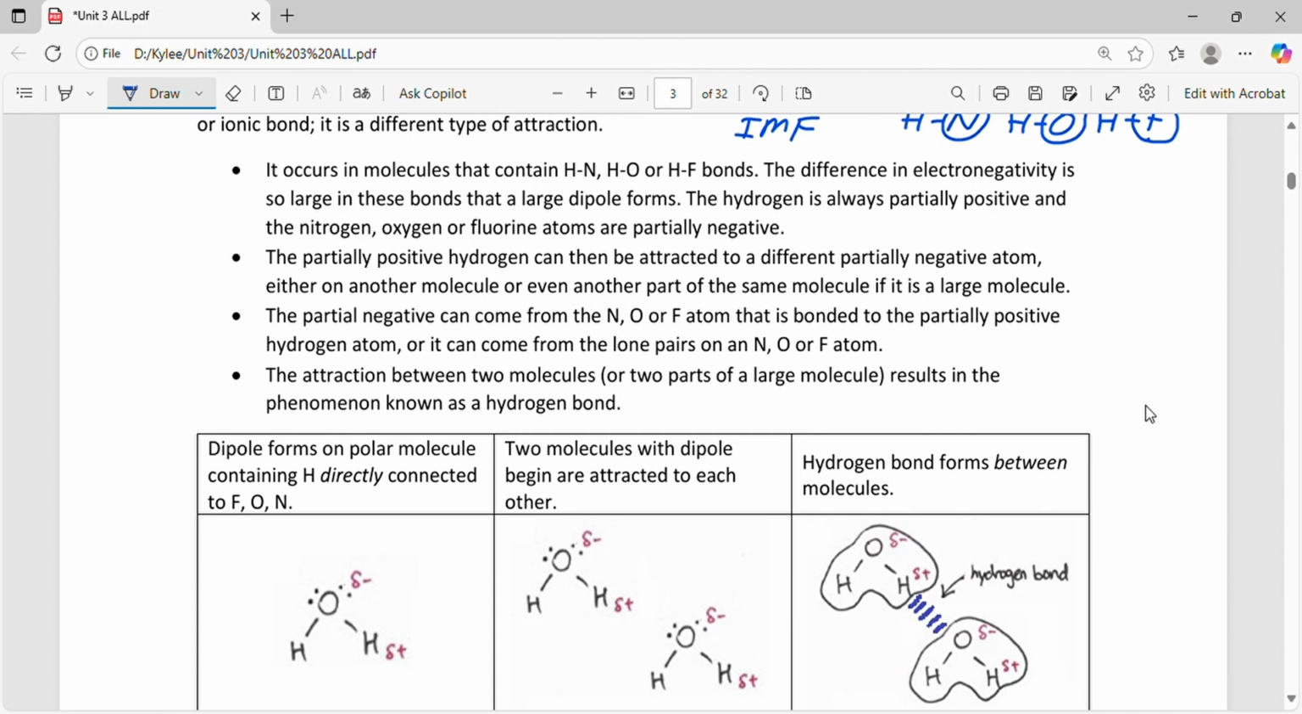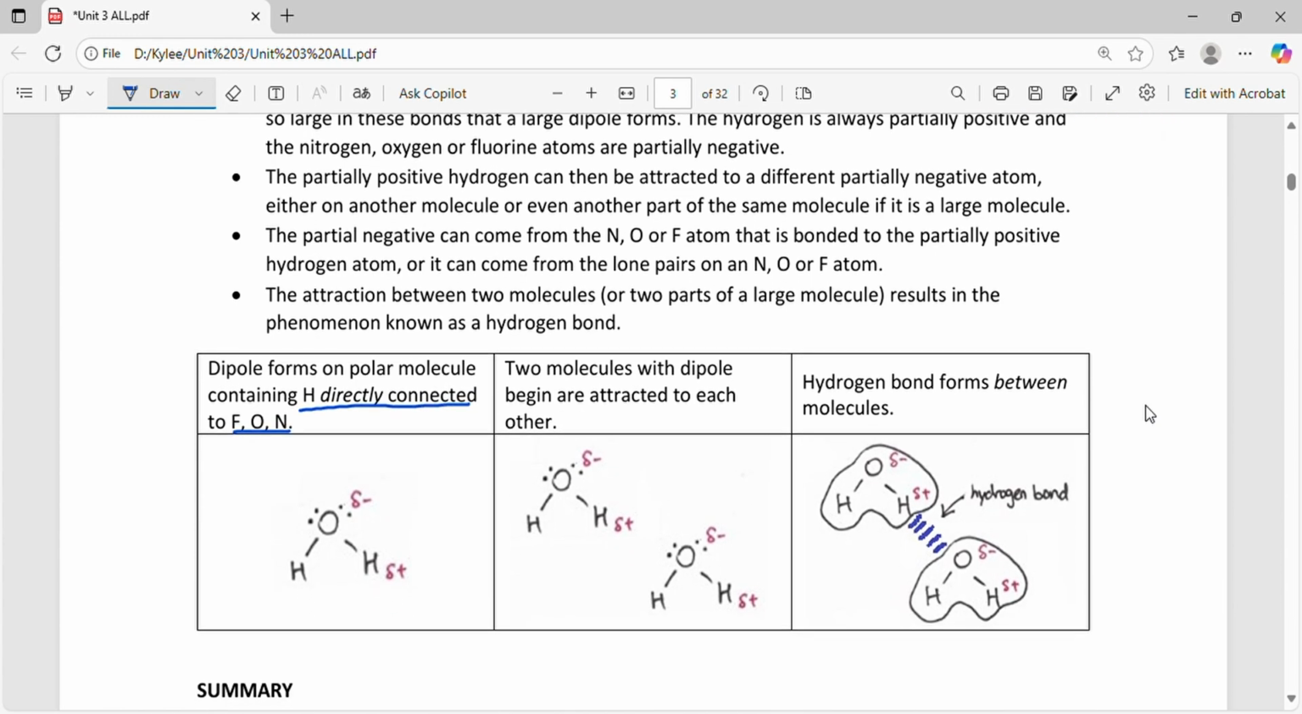The H has to be directly connected to an F, O, or N. So we see this here in water. Water is supremely polar. So notice in this picture, my hydrogen is directly connected to an O. The more electronegative atom gets my negative end, which is oxygen. My smaller electronegativity value gets the positive end.